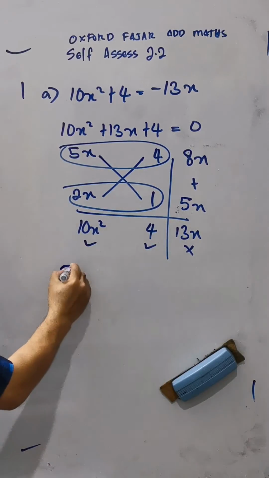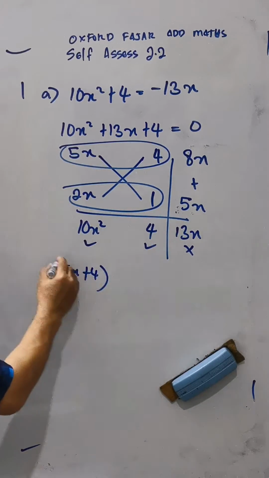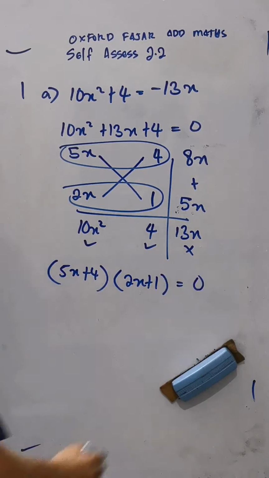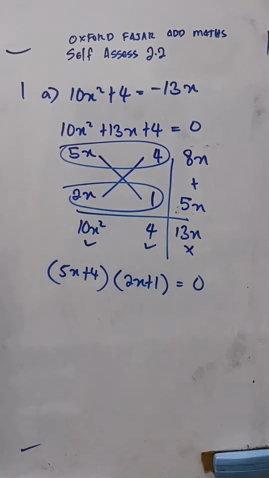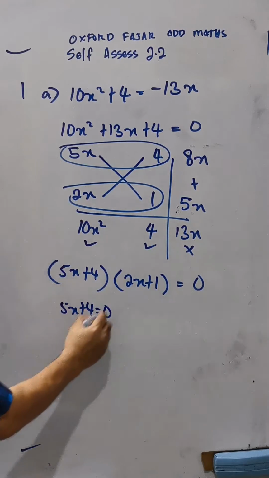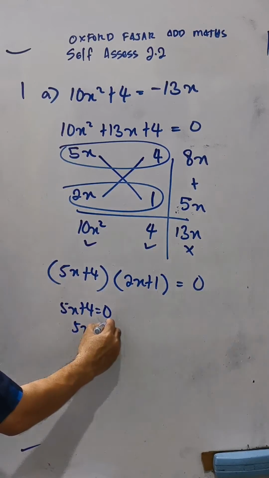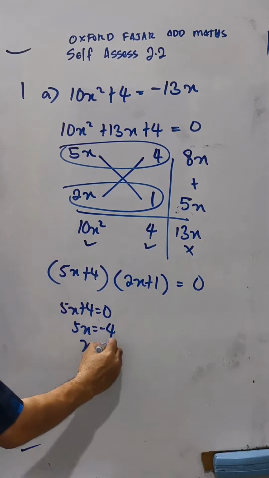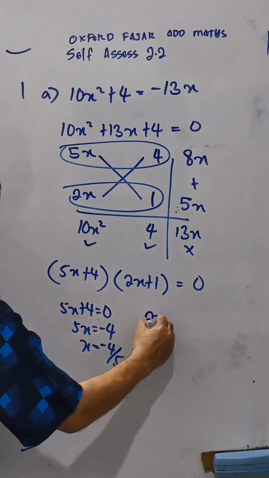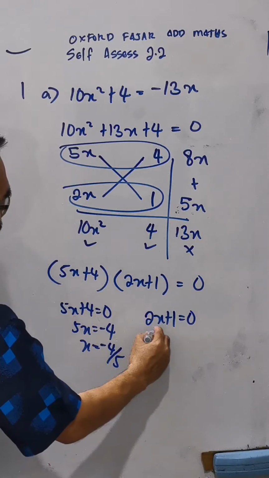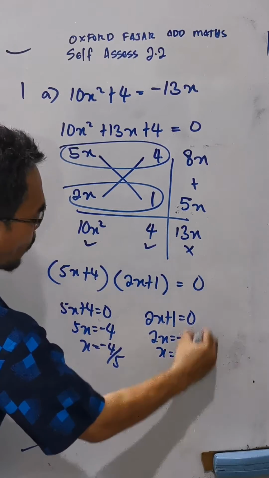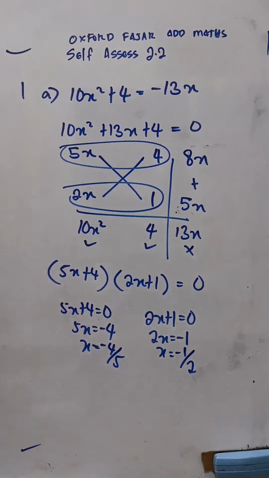So you write down the factorization, 5x plus 4, and then 2x plus 1 equals 0. And solve it. How to solve it? You take one by one. You say 5x plus 4 equals 0. So 5x equals negative 4. So x will be negative 4 over 5. The other value will be 2x plus 1 equals 0. So 2x equals negative 1. So x will be negative 1 over 2. So we have two values already.